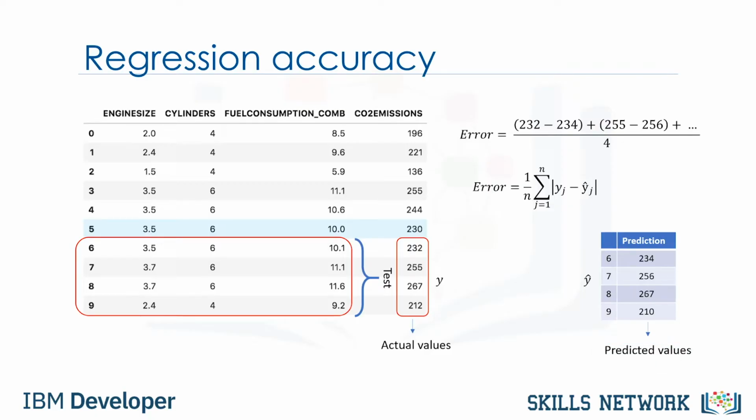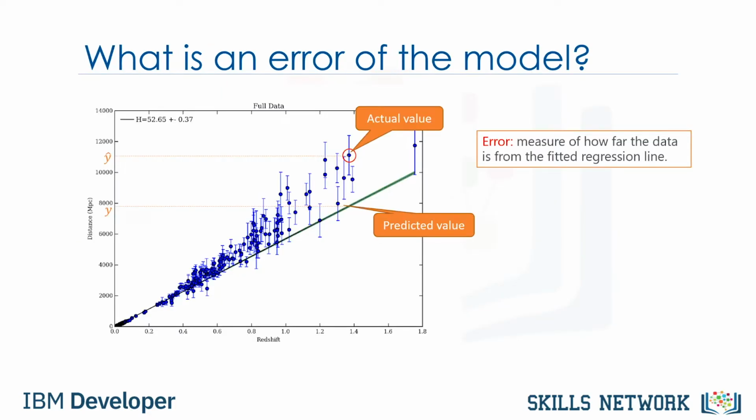Evaluation metrics provide a key role in the development of a model as it provides insight to areas that require improvement. We'll be reviewing a number of model evaluation metrics, including mean absolute error, mean squared error, and root mean squared error. But before we get into defining these, we need to define what an error actually is. In the context of regression, the error of the model is the difference between the data points and the trend line generated by the algorithm.